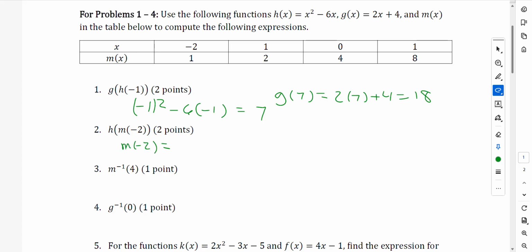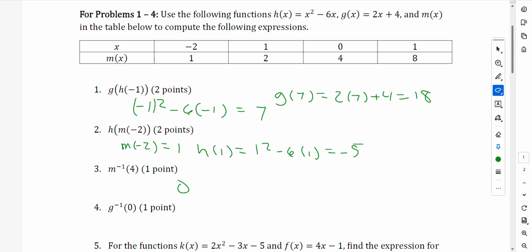M of -2. M of -2 is 1. H of 1 is 1 squared minus 6 times 1, which is -5. Inverse of m of 4 is 0. Inverse of g of 0.